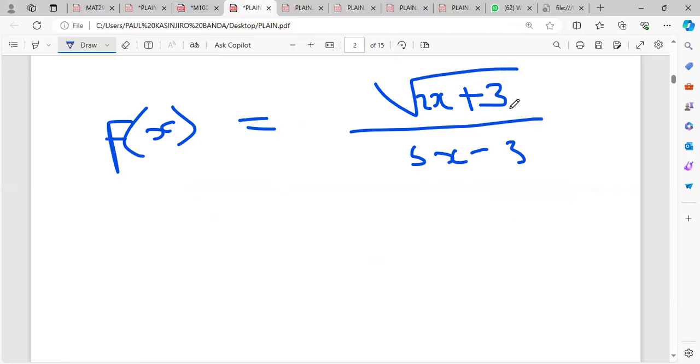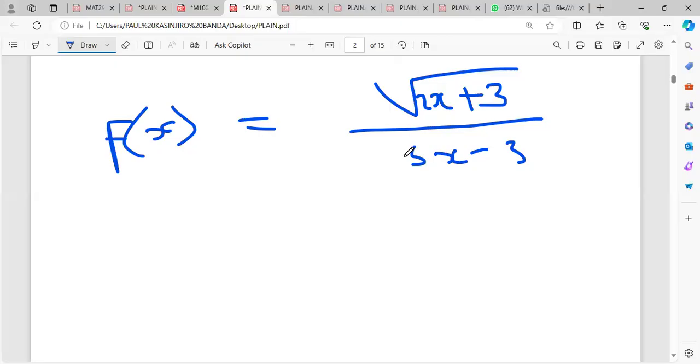We can see that this one is a rational function, but in that rational function, we also have a radical function, as a result of that square root in the numerator. And it's a rational function because it's a fraction, a certain function being divided by a certain expression. So how do we find the domain and the range there?